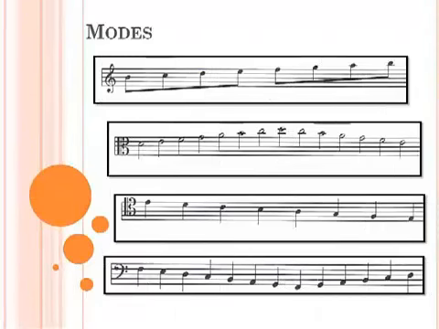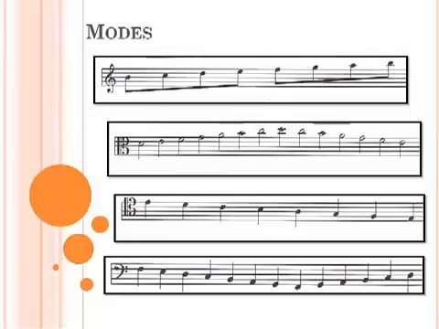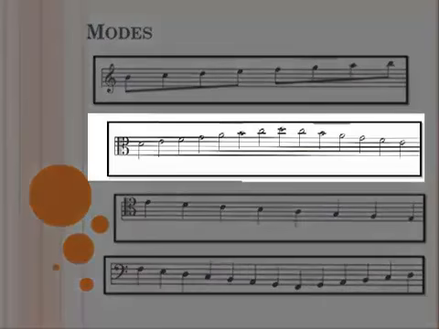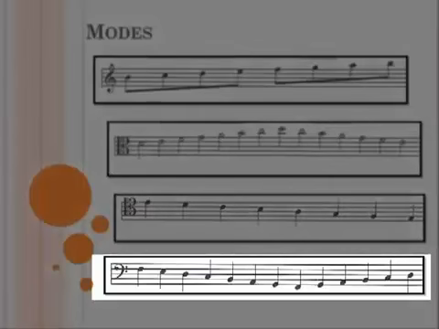Can you name these modes and the final? The first example is B Locrian. The second example is D Dorian. The third example is E Phrygian. And the last example is F Lydian.